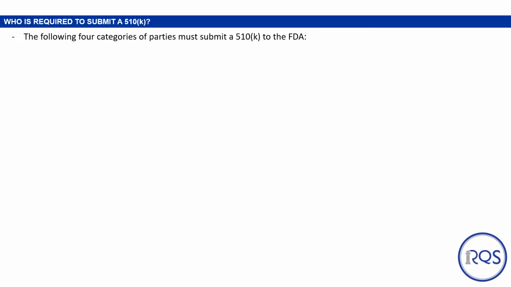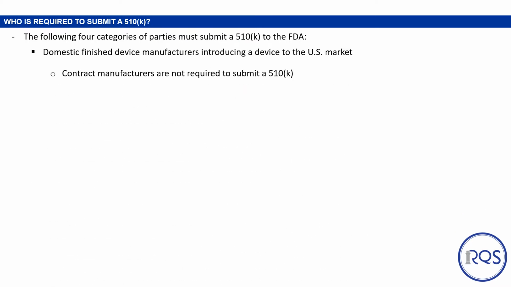The following 4 categories of parties must submit a 510K to the FDA. First, we have domestic finished device manufacturers introducing a device to the U.S. market. If contract manufacturers are utilized, the contract manufacturers are not required to submit a 510K. A contract manufacturer is a firm that manufactures a device under contract according to someone else's specifications.